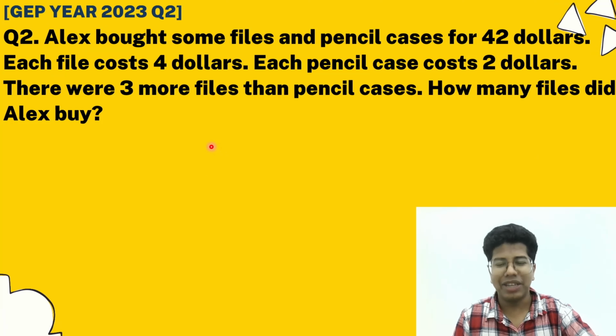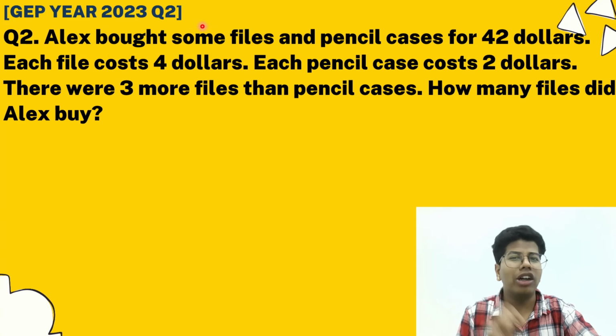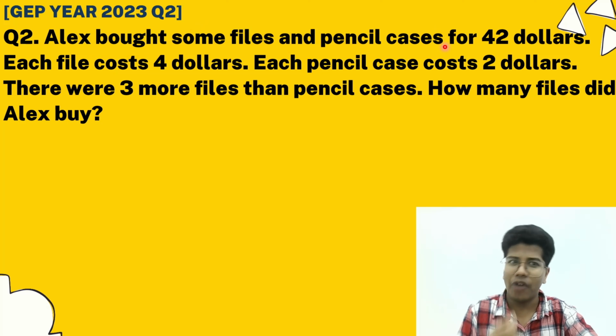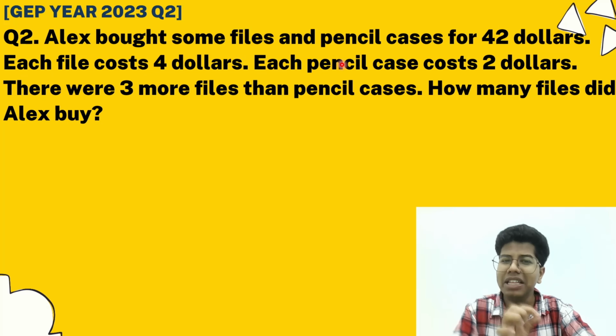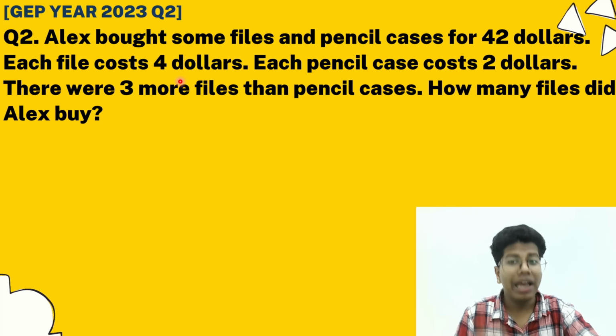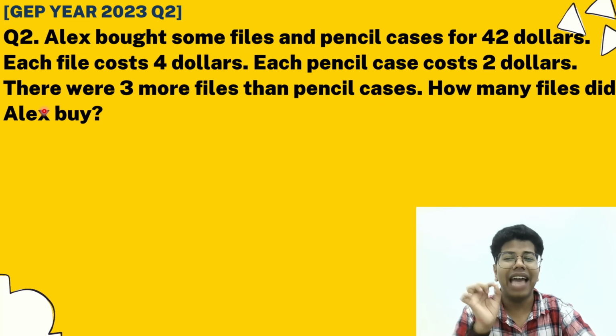Let's read the question. The question says, Alex bought some files and pencil cases for $42. Each file cost $4 and each pencil case cost $2. There were 3 more files than pencil cases. How many files did Alex buy?